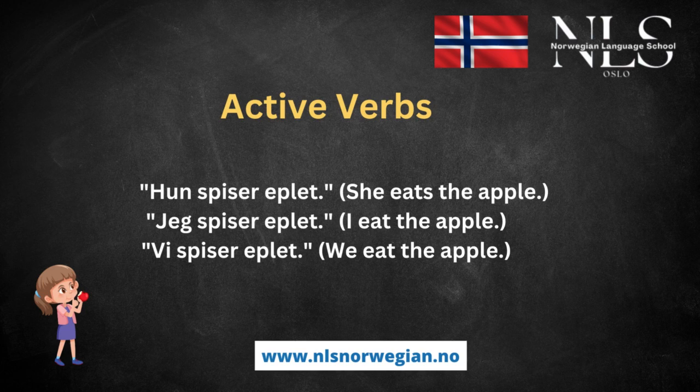Norwegian verbs are not conjugated according to the subject as they are in many other languages. That means that the verb form stays the same no matter who is performing the action. Jeg spiser eple. I eat the apple. Vi spiser eple. We eat the apple.